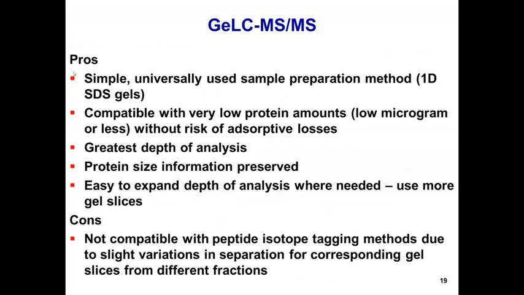Some of the advantages of gel LC-MS are it's a simple, universally used sample preparation method that's very compatible with very low protein amounts. We don't have to worry about losing the protein because we're in SDS, which essentially avoids the risk of absorptive losses. We have the greatest depth of analysis, as indicated by the study cited previously. Protein size information is also preserved. It is also easy to expand the depth of analysis by simply using more gel slices.